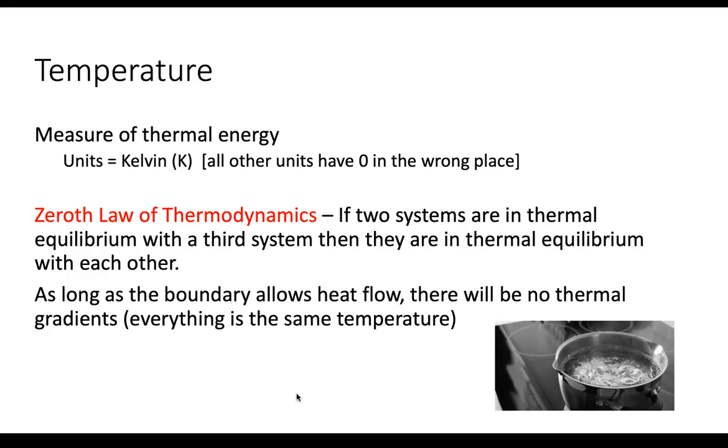Basically what that means is as long as there's a boundary with heat flow, they reach equilibrium. I show this example of a pot of water boiling. It's not a very good picture. So you have the oven, the pot, and the water. If they're at equilibrium, they're all at the same temperature. So even though the heat capacity of the pot may be a lot lower than the heat capacity of water, it will always come to the same temperature. So there are no thermal gradients at equilibrium. Anyway, so that's temperature.